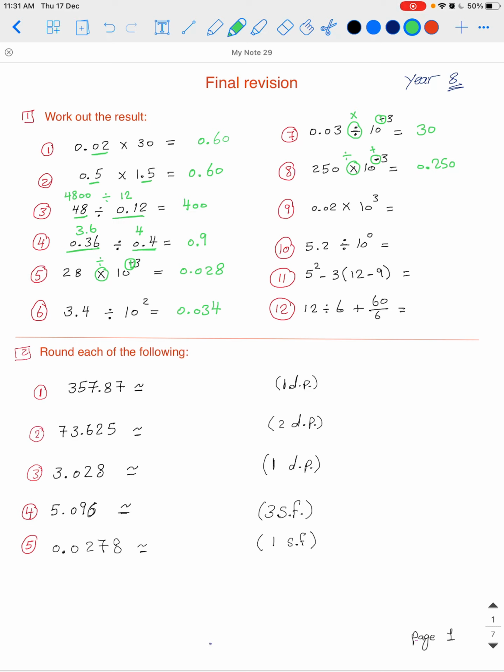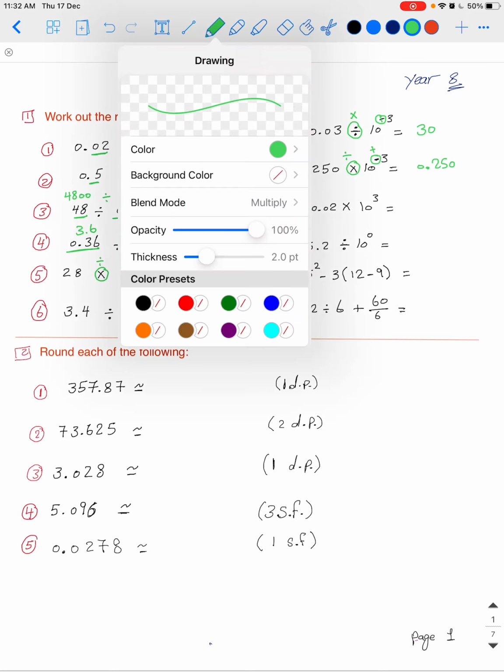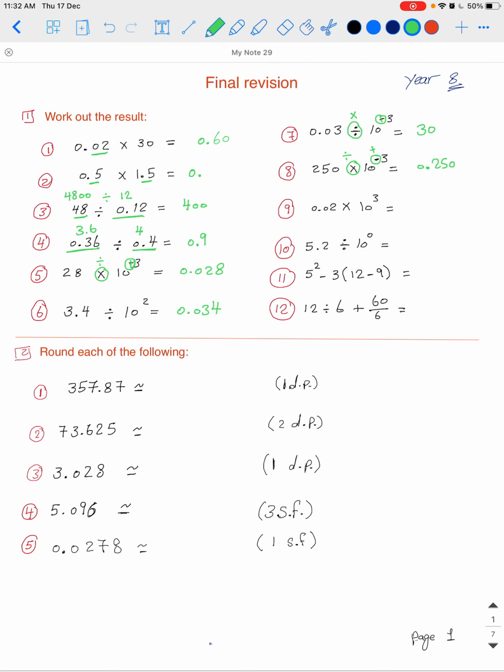Next one, sorry, a mistake here. Five by 15 is 75, not 60.